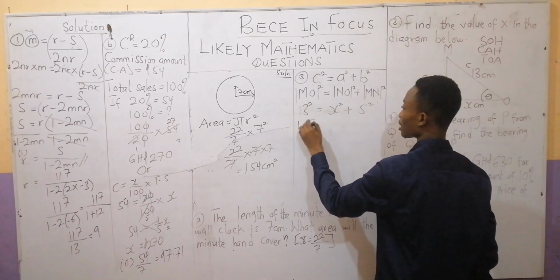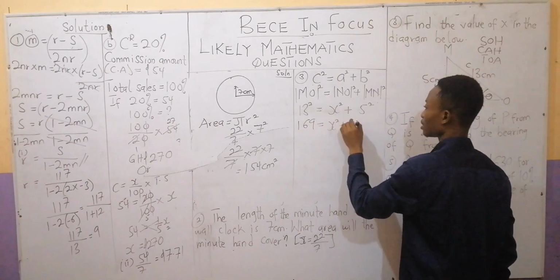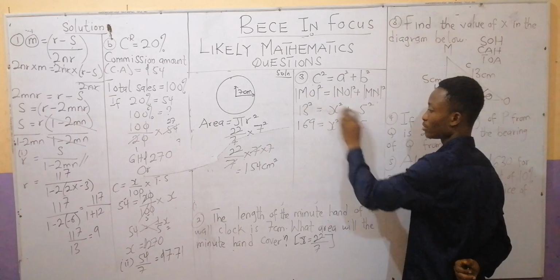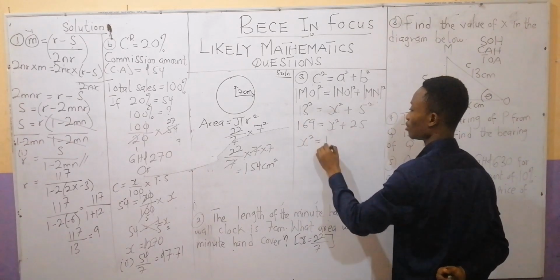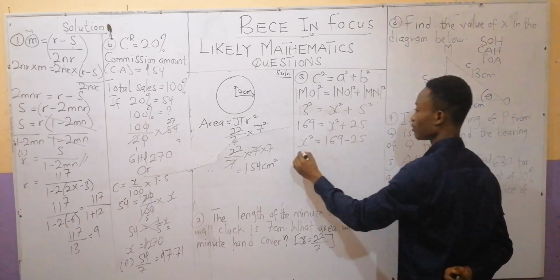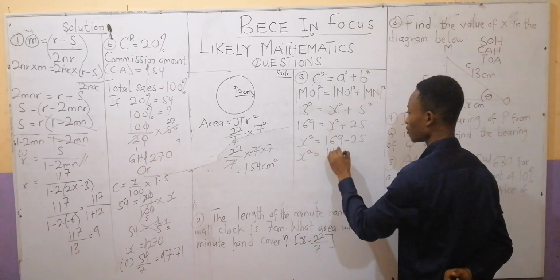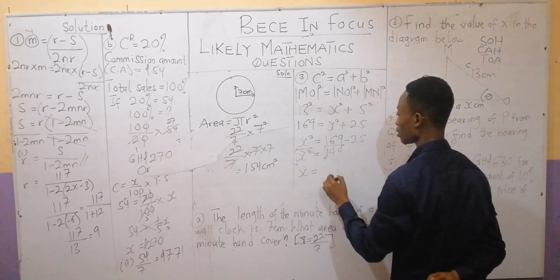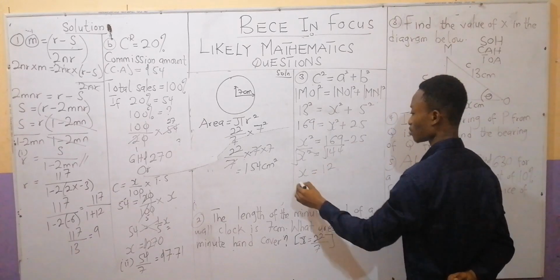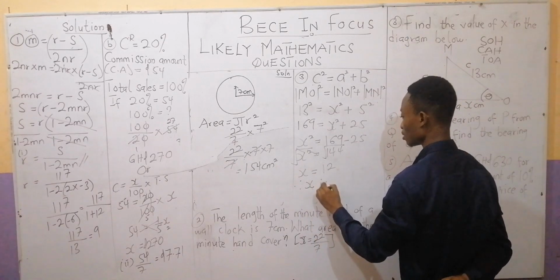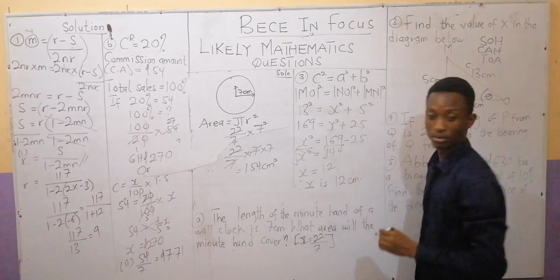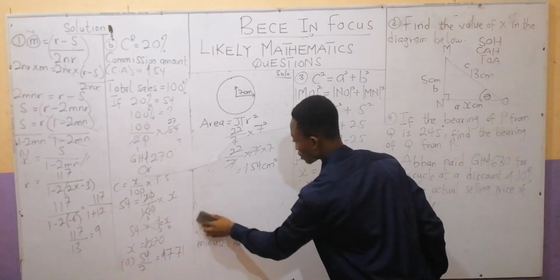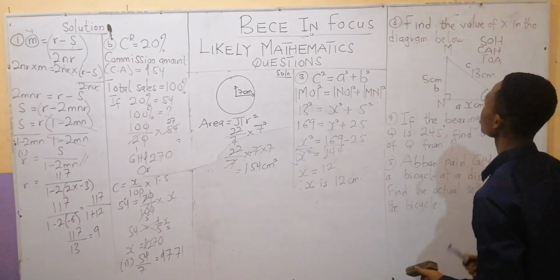13 squared gives 169. 5 squared gives 25. We want to find x. It's x squared, so we need to take this 25 to meet 169. So x squared will be equal to 169 minus 25, and x squared will be equal to 144. We introduce our root. Square crosses out root. Now, the square root of 144 is 12. So therefore, x is 12 centimeters. Okay. Let's move to the next question. That is question 4.